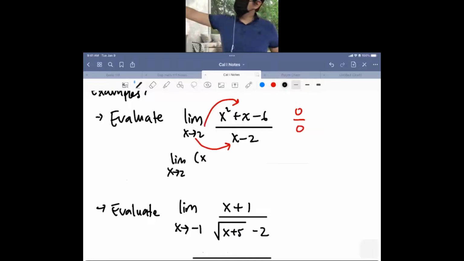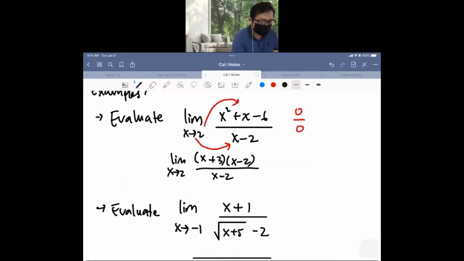Remember, when we multiply, it's getting -6, but when we add, it's plus x. So we will have a bigger number that is positive. So we have x plus 3 times x minus 2. Okay. So we can simplify it, and we get that this limit is x plus 3, which is 5.